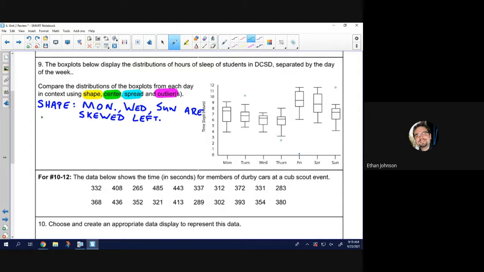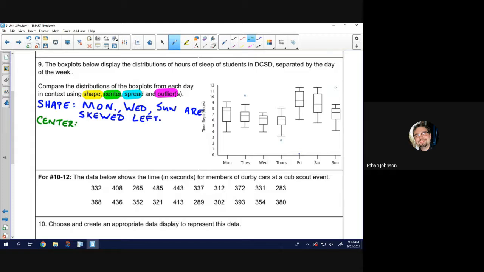Center. Because these are box plots, the center of our graphs are called the median. So looking at it, let's see what's the highest median, what's the lowest median. It looks like Friday has the highest median. And it's kind of a toss-up between Wednesday and Thursday, but maybe Thursday is a little bit lower.